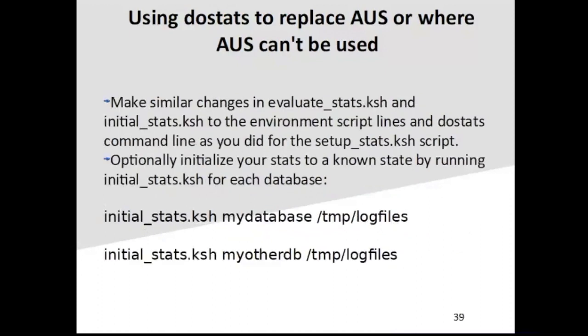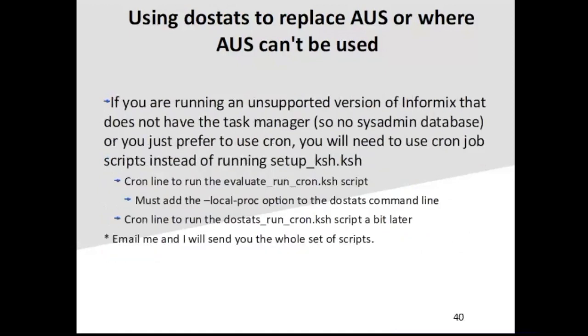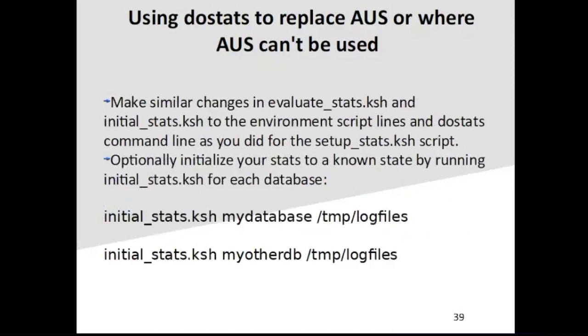Okay. Make similar changes to evaluatestats and to initialstats as you did for setup, and optionally initialize your stats to a known state by running the initialstats script. It takes the same 2 arguments, database name and a log file path. That will run an initial set of stats to set things up, so that you have a known state. You can also, by the way, use the initialstats script to put your distributions in a known state and let AUS pick them up and maintain them going forward. But that's not 100% the same as using Dostats. We'll talk about that later.